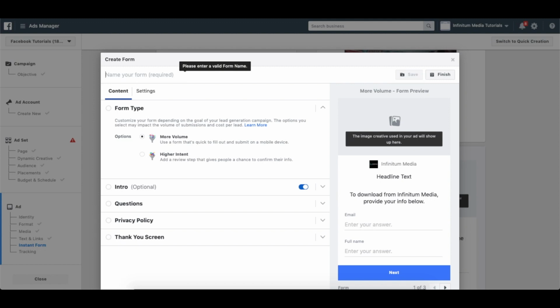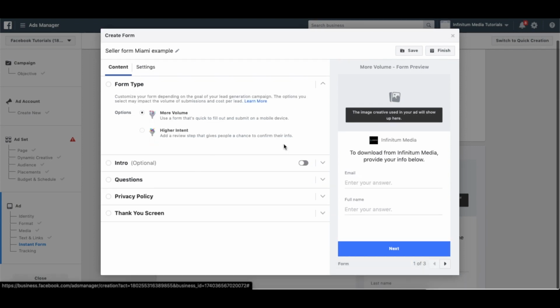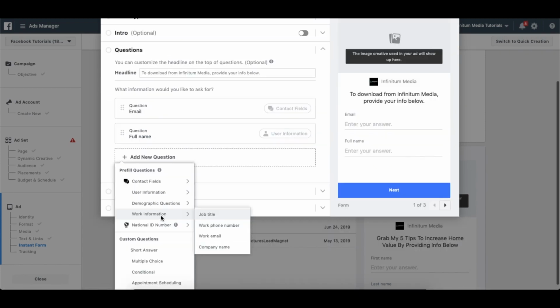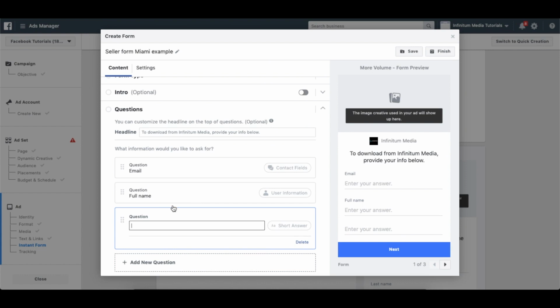I'll call this seller form Miami example. In the settings, I'll keep it to open. In the content, I'll turn this off. I'll keep it to more volume. I'll go into the questions. I have email and full name, but another question that I want to add here is, how soon are you looking to sell your house?